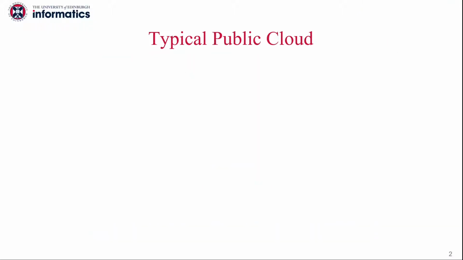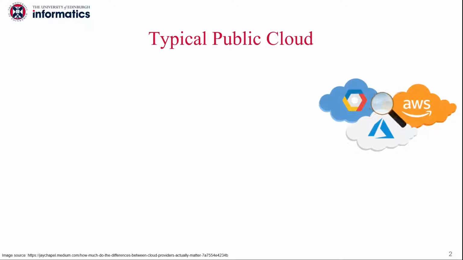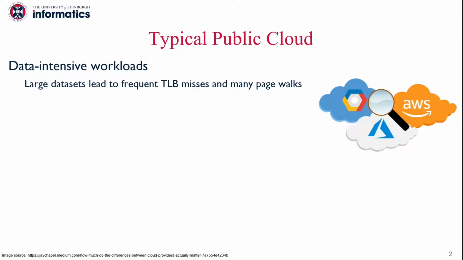Let me start with a small introduction and tell you what environment frequently occurs in a public cloud, for example, Google Cloud, AWS, or Microsoft Azure. So firstly, public clouds run workloads with large datasets, such as databases, key value stores, and analytic frameworks. Large datasets lead to frequent TLB misses that are resolved by page walks. As a result, public cloud workloads often experience a lot of page walks.